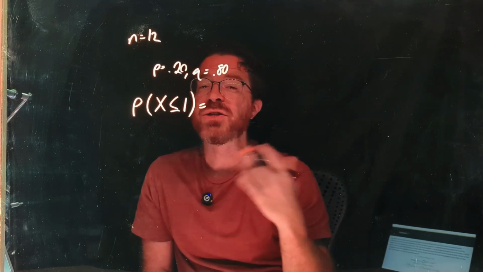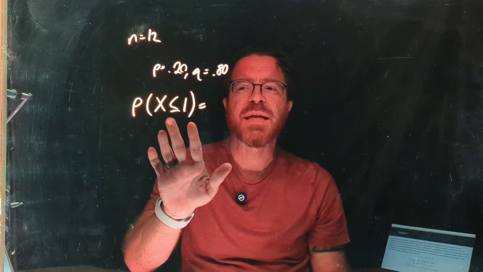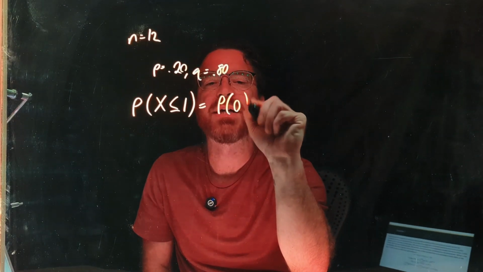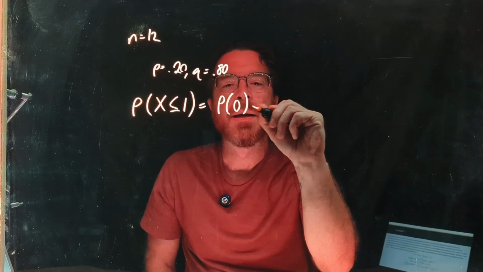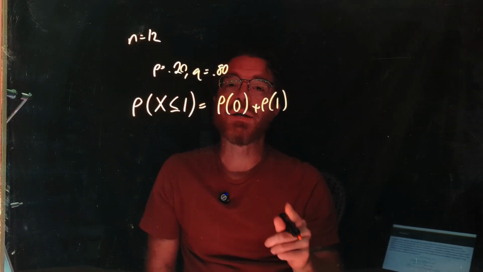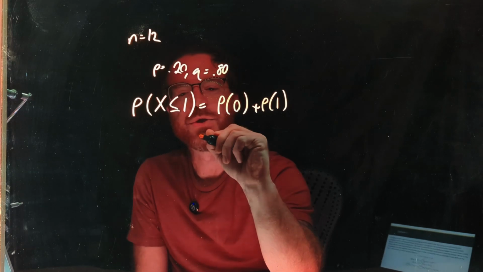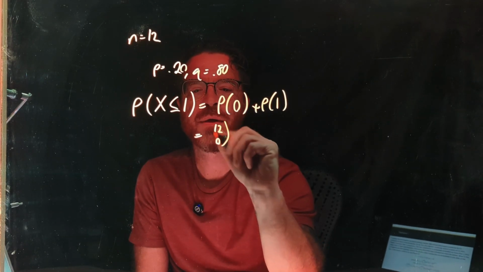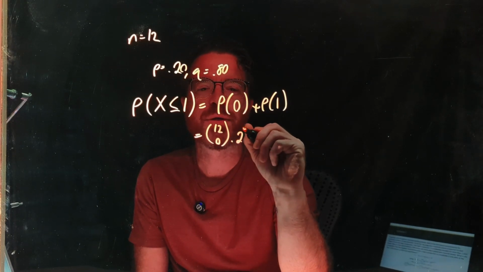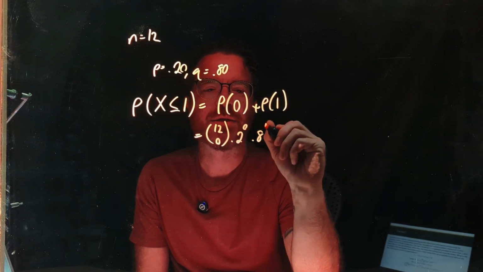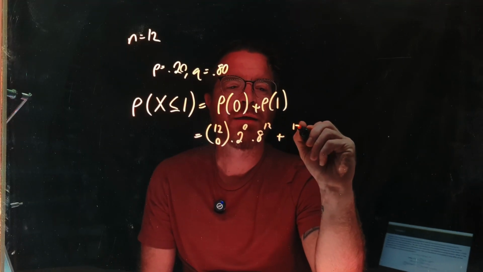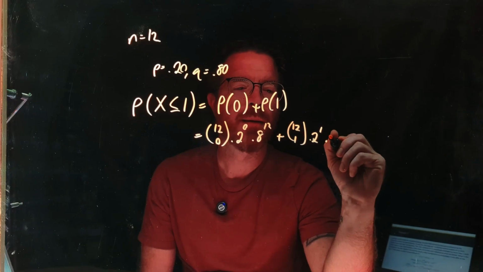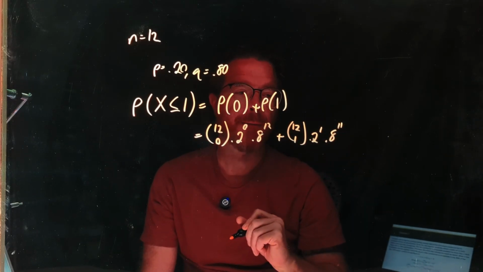So now we're actually going to solve our problem. We have the probability X is less than or equal to 1. This is the same thing as saying the probability of finding 0 faulty DVD players plus the probability of finding 1 faulty DVD player. So doing this, n is 12. So it is 12 choose 0, 0.2 to the 0, 0.8 to the 12th power, plus 12 choose 1, 0.2 to the 1, 0.8 to the 11th power.